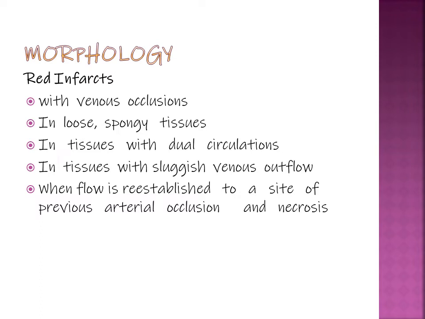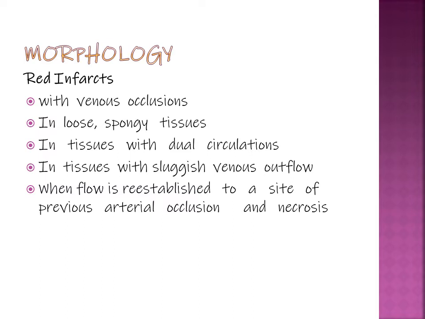Now, a few important points about the morphology of the infarct. We classify the infarct according to color. One is the red infarct, and the second important variety is the white infarct. The red infarct usually occurs with venous occlusion, and the tissues in which red infarct develops are usually loose and spongy, and these tissues usually have dual circulation, like the intestines, and another important example is the lung tissue.